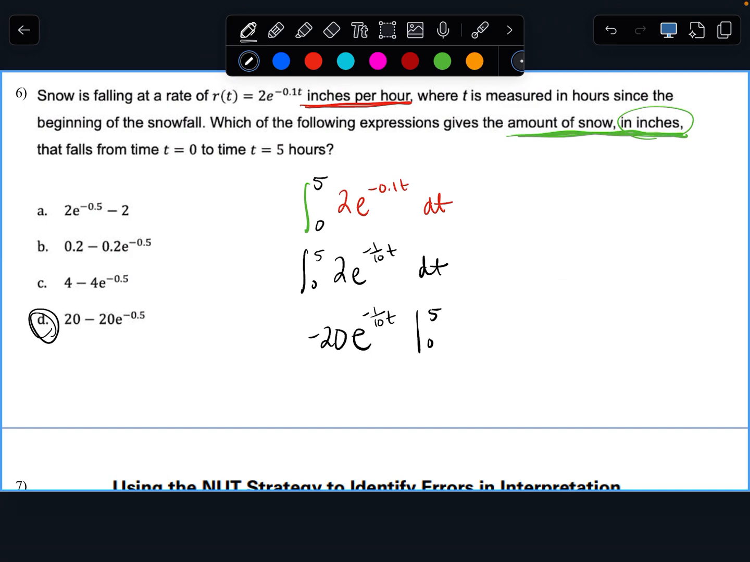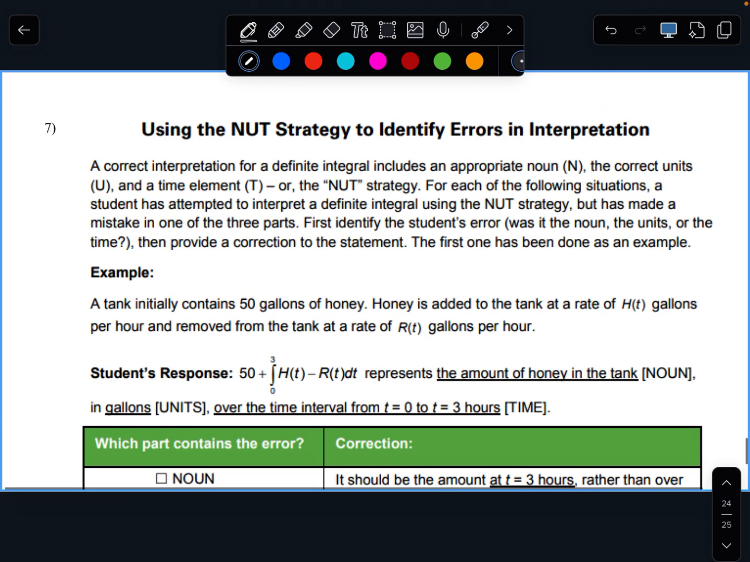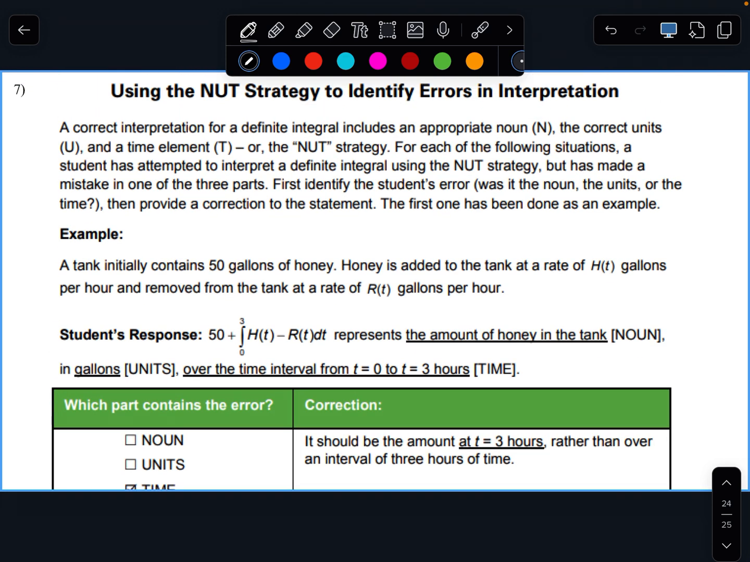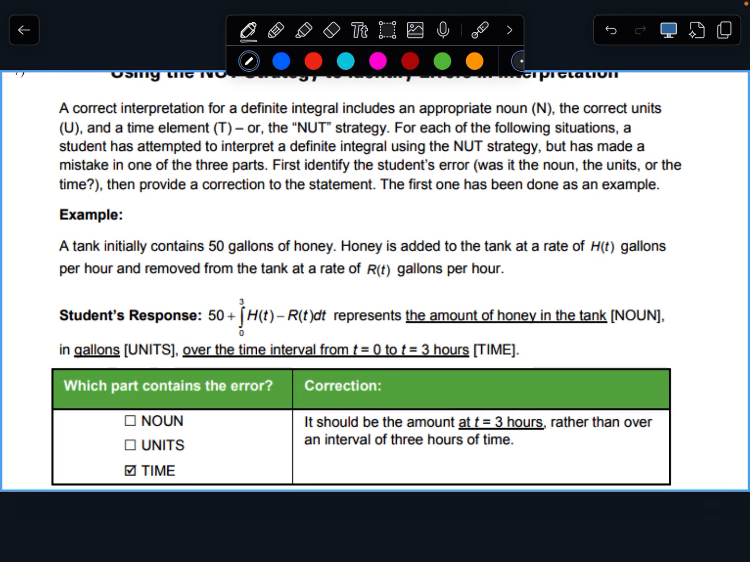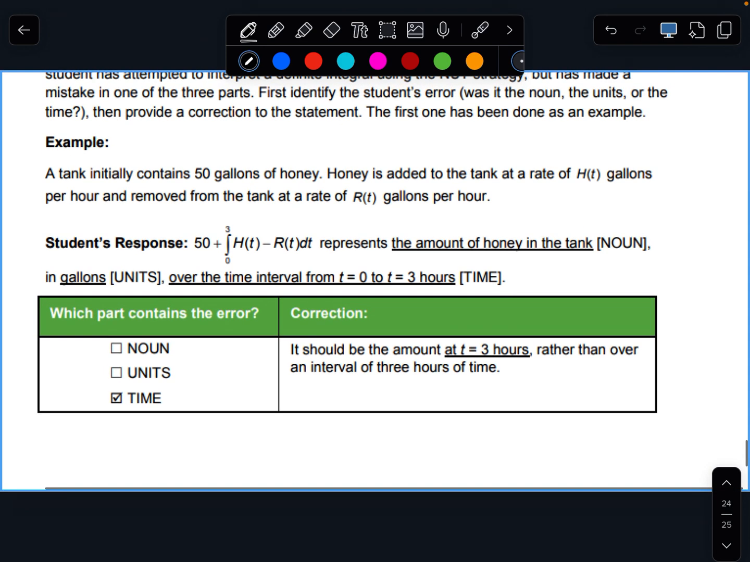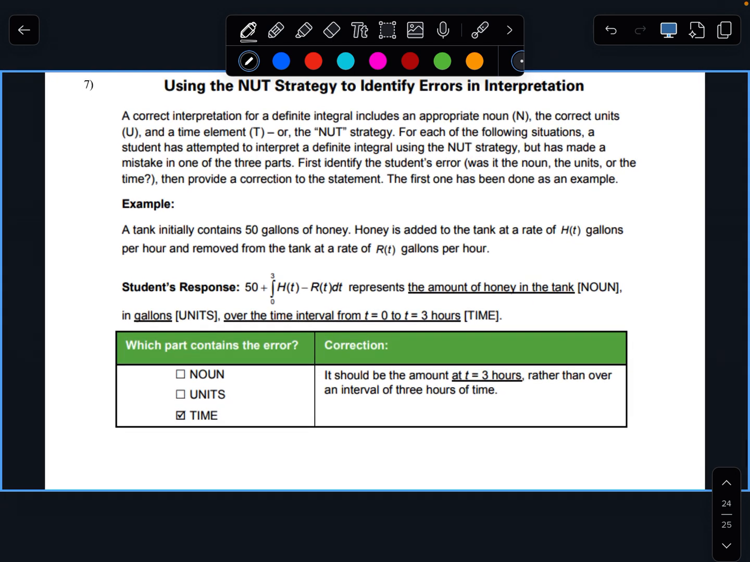Nope. Got two more. Well, we got this. The nut strategy. Yes. The nut strategy. Yeah, we'll do a couple, and then you guys can try it.